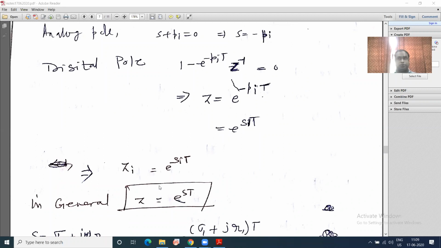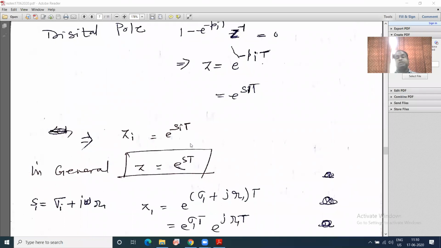Impulse invariant transform is a technique by which we can find a mapping relationship between the S plane and the Z plane. In the exam, there is a possibility of getting a short note on the impulse invariant method as well. So these are the steps you have to derive. With this understanding that z equal to e power sT, using this relation we will convert an S domain pole into a Z domain pole.